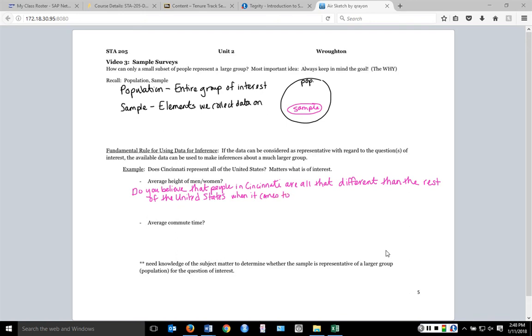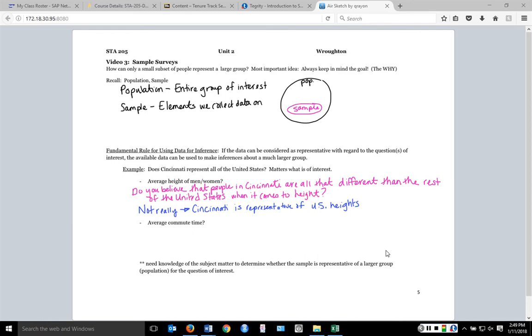Is it well known that only really tall people live in Cincinnati, or that only really short people live in Cincinnati? So do I actually think that there is a difference by living in Cincinnati when it comes to height? I can't think of any really good reason why I would think that. So because of that, I think that Cincinnati is probably representative of the United States, at least when it comes to height. Hope that idea makes some sense.